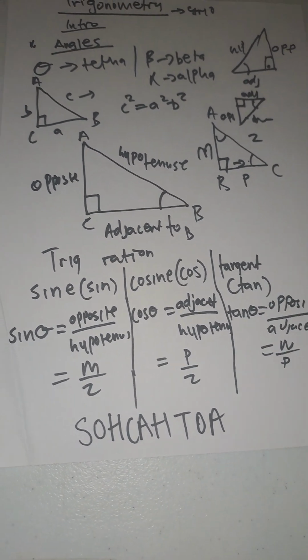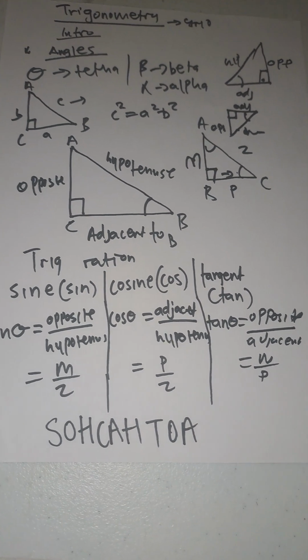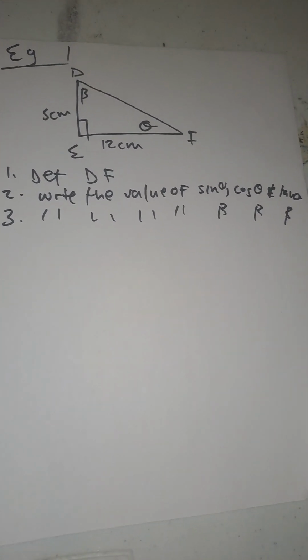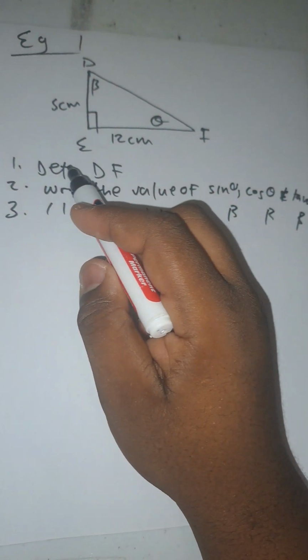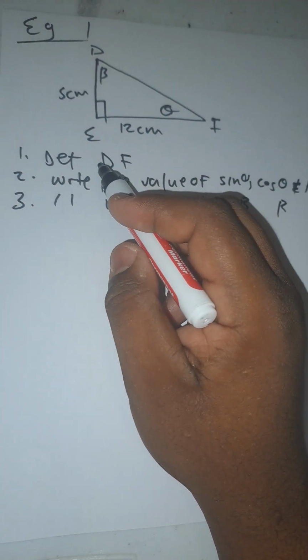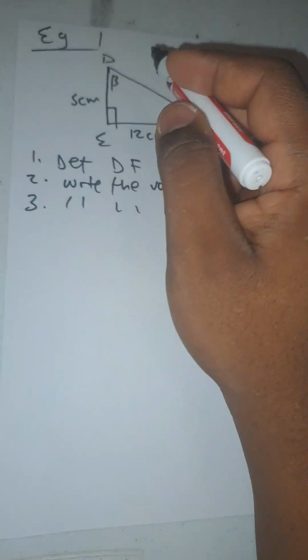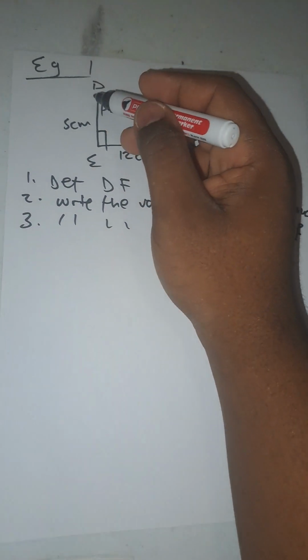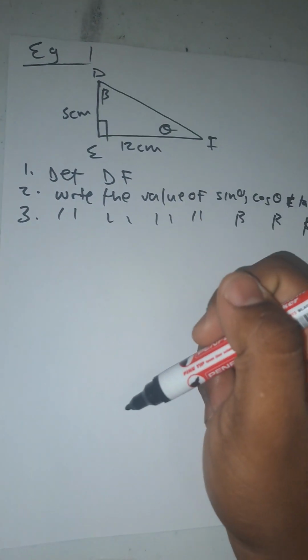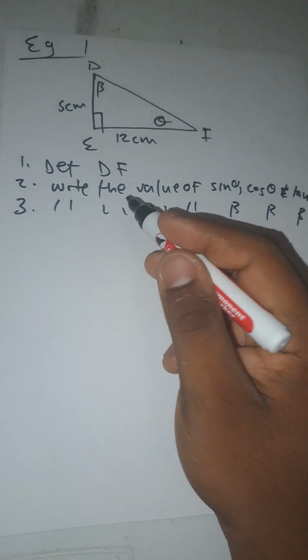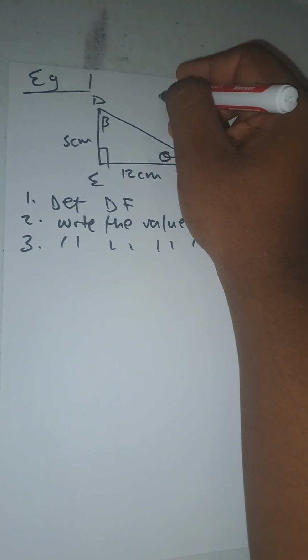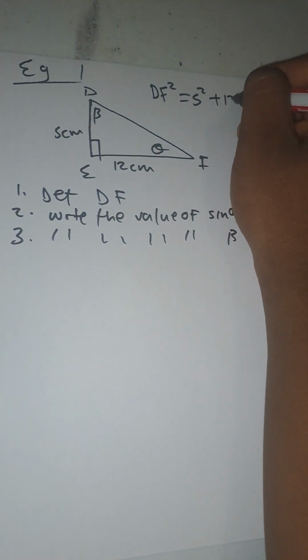So now let's just check some few examples. Here is a nice and introductory example. The first one is saying determine DF. So basically they want the length of DF. And the first thing first, check if your triangle is good. Yeah, it's a normal right angle triangle. Okay, so now they want the length of DF, and I can see that DF is the longer side, meaning that I simply gonna have DF squared equals 5 squared plus 12 squared.